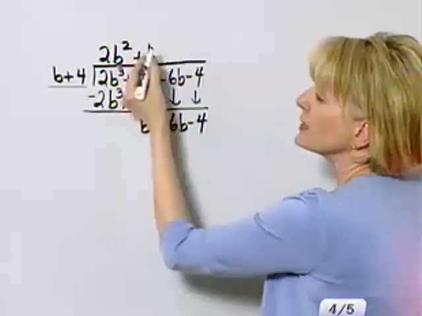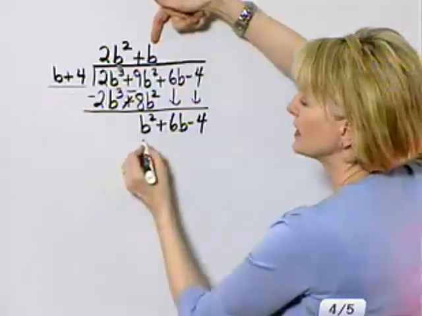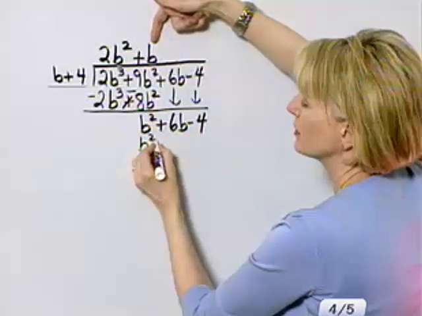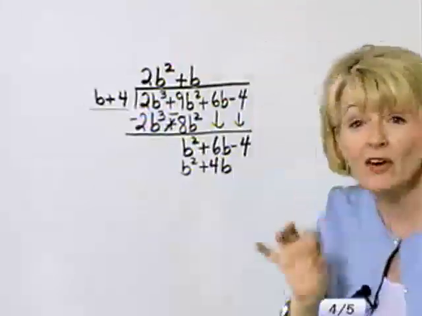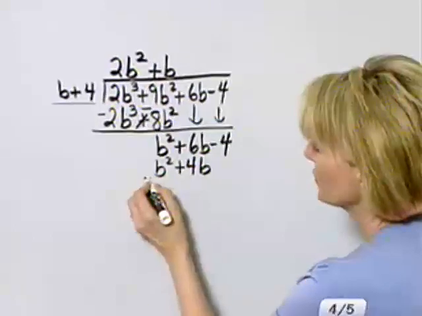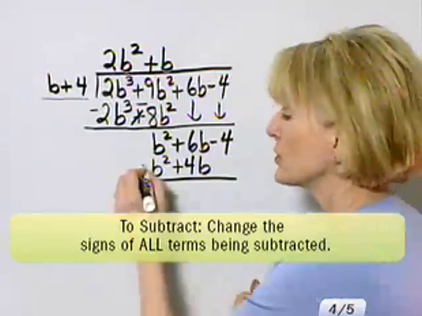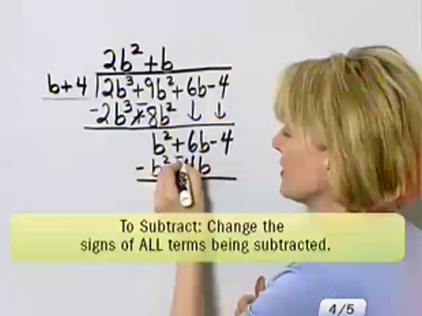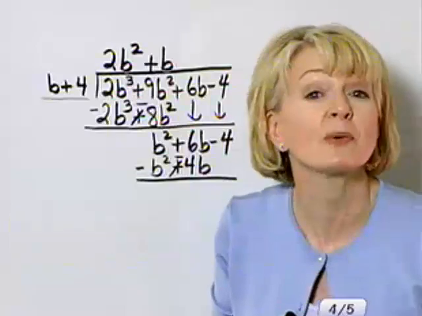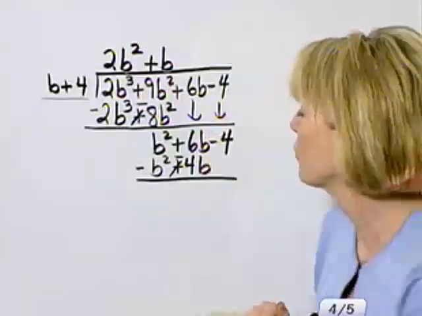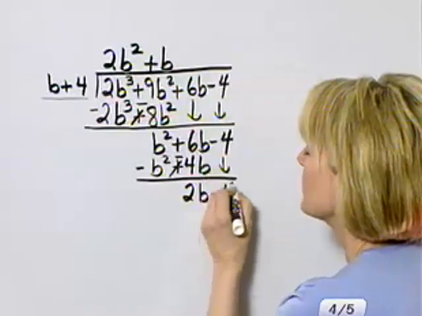Now I'm multiplying b times this entire divisor. So b times b is b squared plus b times 4 is 4b. Very, very important. Do not forget, once you draw your line, you are subtracting, so we want to change these signs. B squared minus b squared is 0b squared, or 0 like we want. 6b minus 4b, that is 2b. And then I'm bringing down my minus 4.